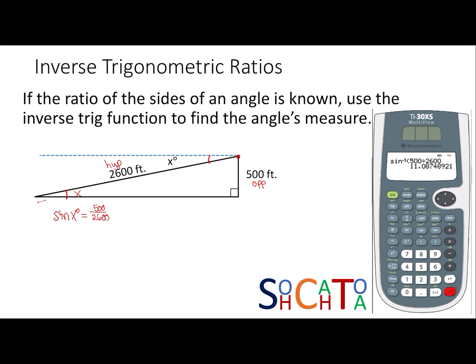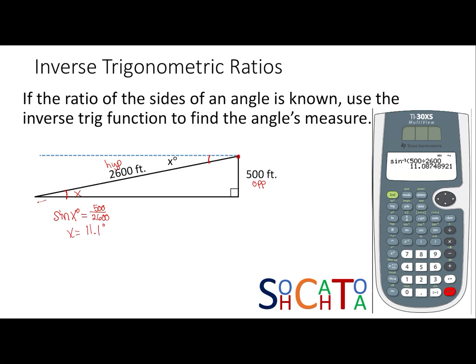And when we press enter, we should get an angle measure that makes sense for our drawing, especially if the drawing is drawn to scale. Does it look like this could be an 11.0874 and some change degree angle? Absolutely. So our answer is going to be 11.1 if we're using one decimal place, rounding to the tenths place, 11.1 degrees, or 11 1/10 degrees.